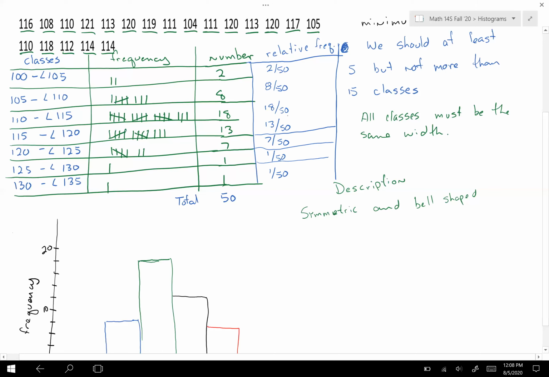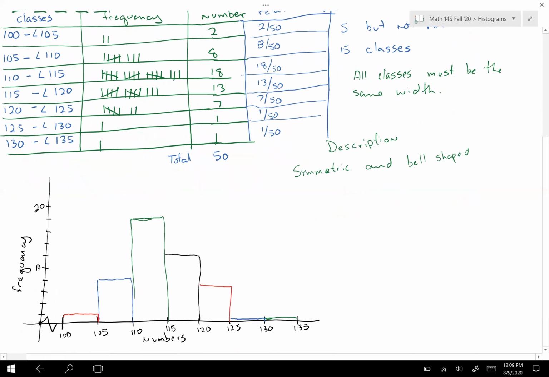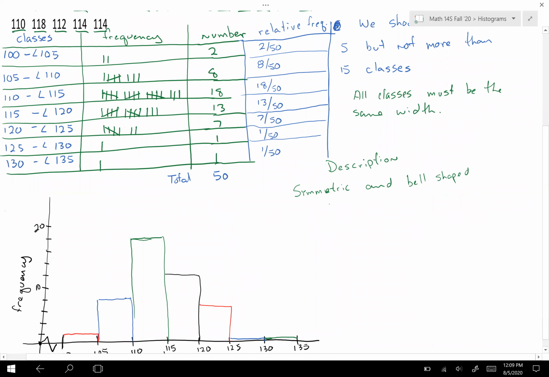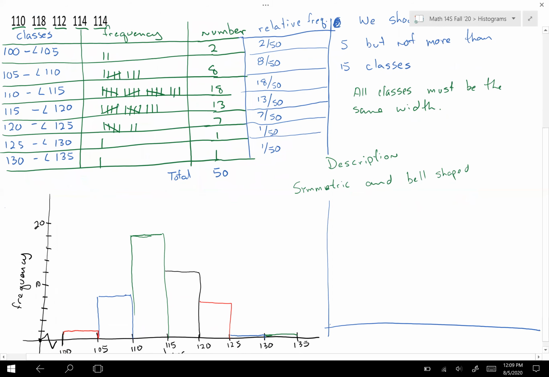If I was to use the relative frequencies as what goes onto the edge of my histogram, let's have a look and see what that might look like. I'm going to make it a little smaller though. This time, I'm going to go up by 2/50ths. So 2/50ths, 4, 6, 8, 10/50ths, 12, 14, 16, 18, 20/50ths. And I'm going to go across here like I did before, make my jagged line. I'm going to label this aside, relative frequency. And these are our numbers.